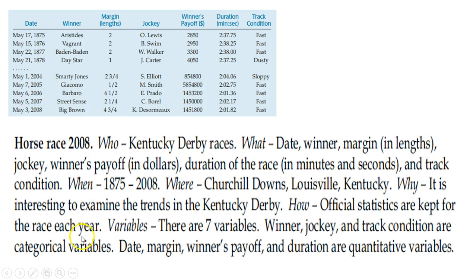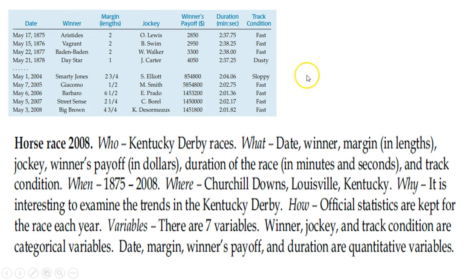But why? They're trying to examine the trends, right? This is normally why people do data in general, to see if they're noticing any kind of patterns. And the way they're probably doing this is basically just by looking up the statistics. Official statistics are kept for each race anyway, but the variables are the key that I want to make sure you get from this problem.